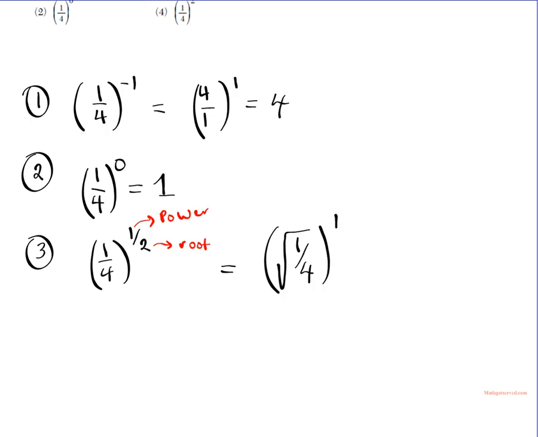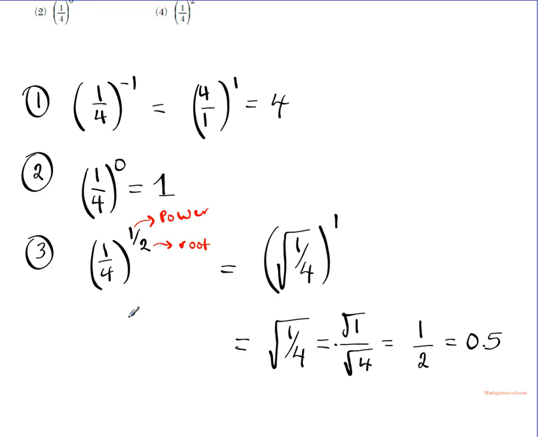It doesn't change it because it's just going to be one copy, which is just itself. So this is going to simply be the square root of 1/4. All right, applying the properties of radicals, this simply becomes the square root of the numerator divided by the square root of the denominator. Square root of 1 is 1, square root of 4 is 2. 1/2 is equal to 0.5. All right, we can see that this is still the biggest one thus far.